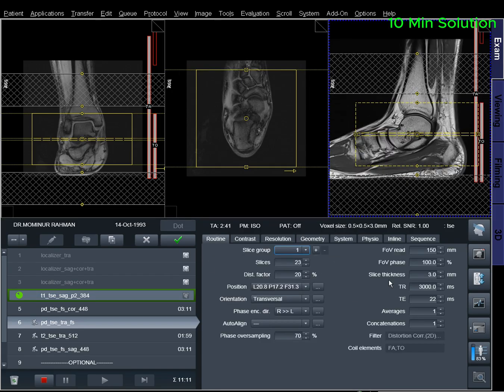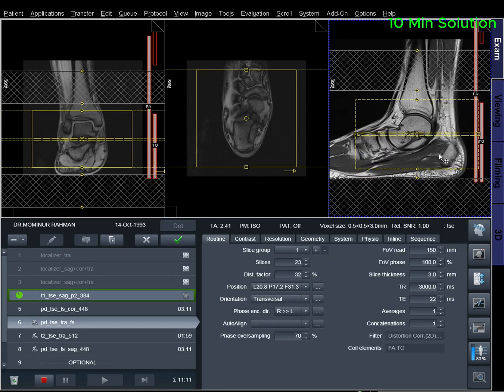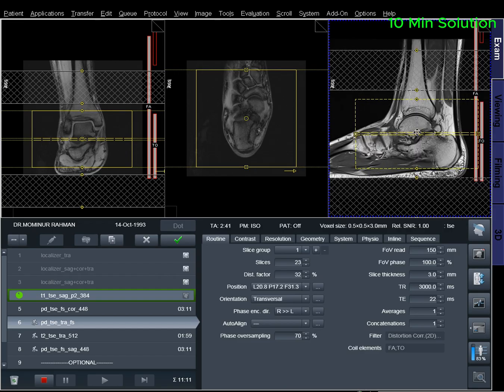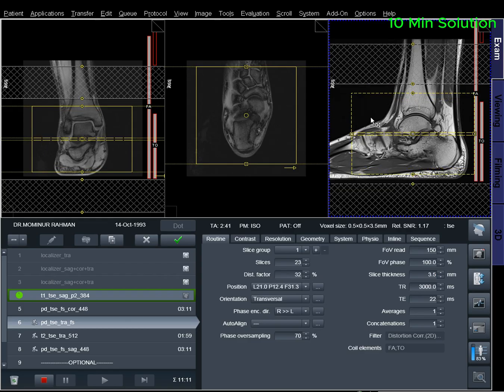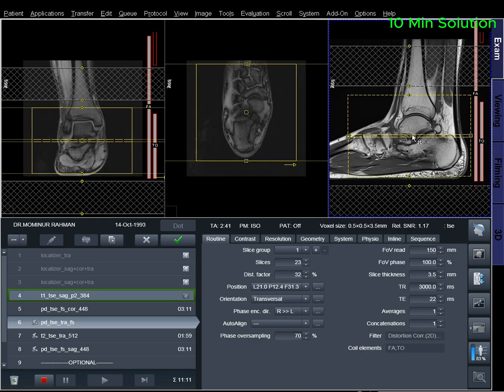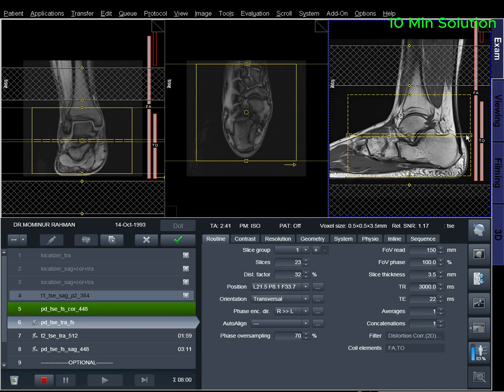The slices should be sufficient to cover the ankle joint from 2 inches above the tibio-talar joint down to the plantar aspect of the foot. Using saturation bands above the axial block can reduce arterial pulsation artifacts.